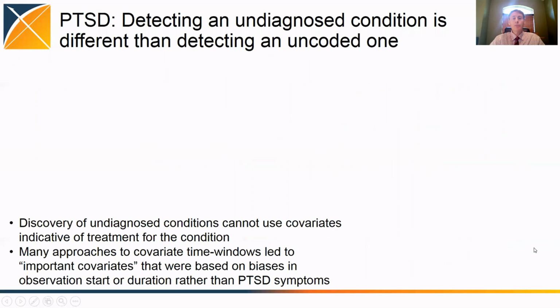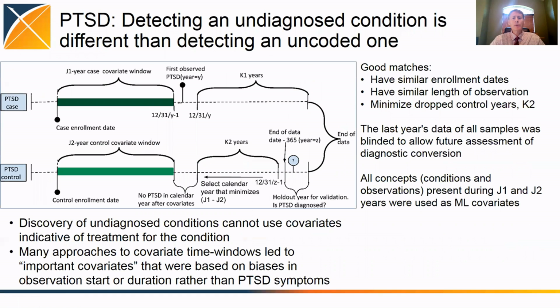We've applied our technique to post-traumatic stress disorder and found that when you're dealing with an undiagnosed condition as opposed to one that wasn't coded, you have to deal very carefully with the time windows to make sure that when you discover undiagnosed conditions, you can't use covariates indicative of the treatment for the condition. I'll leave it to our poster to talk in more detail about this, of how we essentially match time windows for cases and controls prior to PTSD discovery for cases and picking an appropriate window for controls so that we could do an apples to apples comparison.